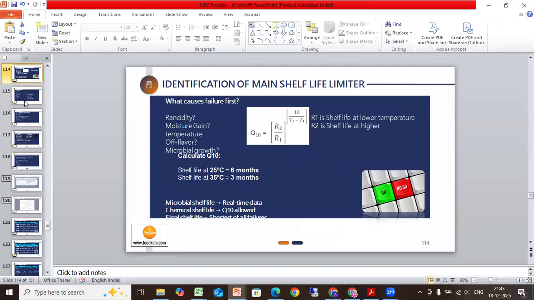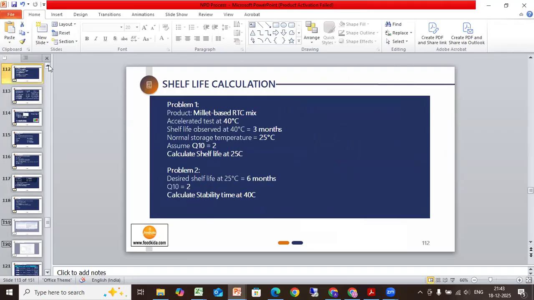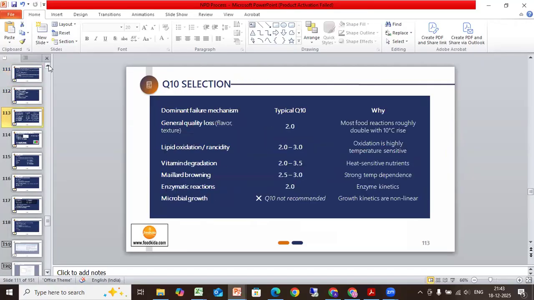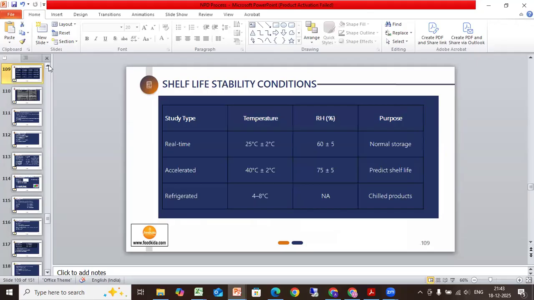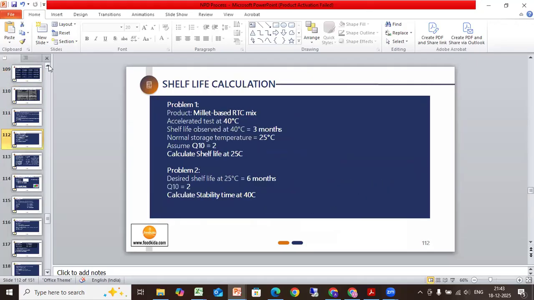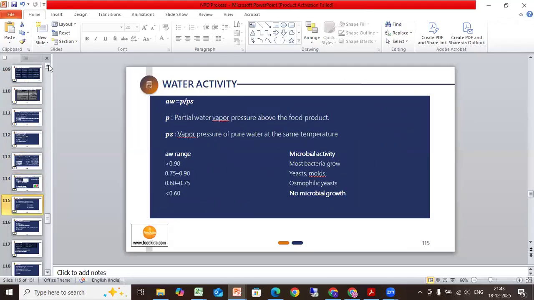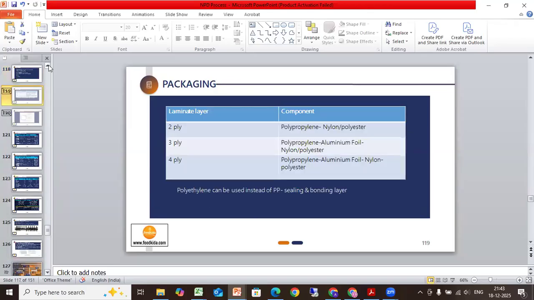Okay, for this we need to approach a lab for the shelf-life study. Yes. If you don't have storage stability chambers here, then you have to give it to a lab along with the parameters which you want to check. They will check and give it to you along with micro testing.